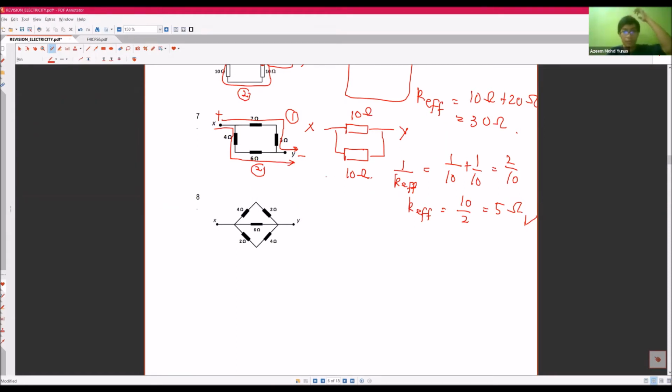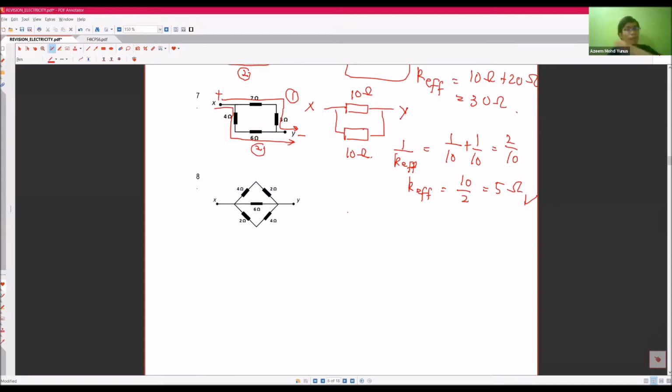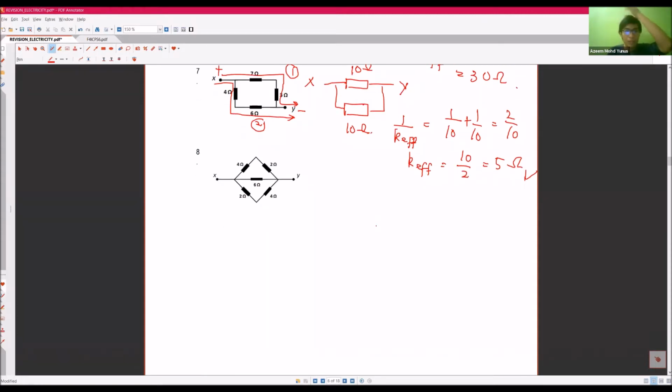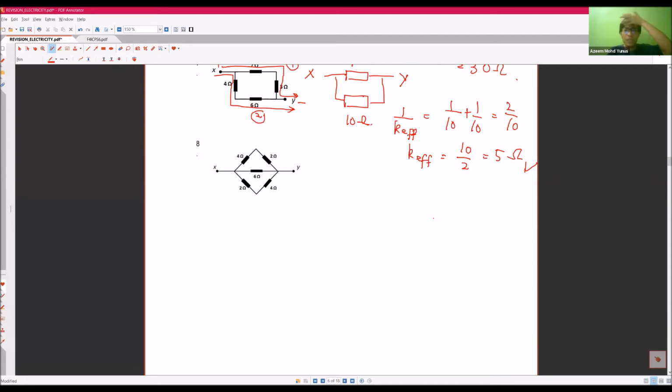Okay, so let's move on to number 8. So number 8 also looks very complicated, but it's not that hard. Like usual, we have to trace the path first. Assume that x is positive, y is negative. So if we go to the above 4 and then go to 2 and then back to negative, this is path number 1. Path number 2 is just plain straight.